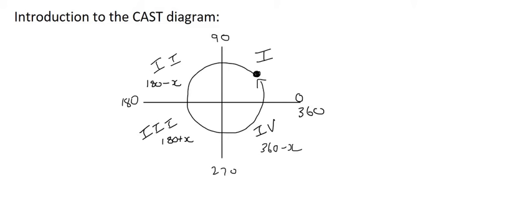Alright, and then the last thing we're going to mention about this diagram is where CAST actually comes from. The CAST diagram stands for cos, all, sin, and tan. And so if you start in quadrant number 4, you can literally spell out the word CAST, like that. These letters will all become much more familiar as we go on, but for now, that is a simplification of what the CAST diagram looks like.